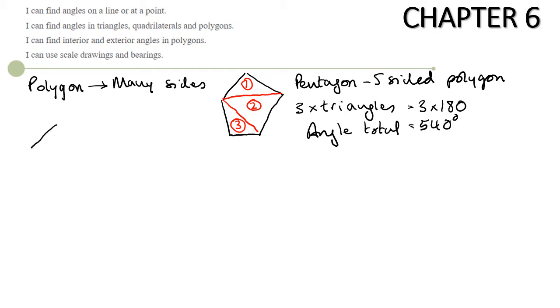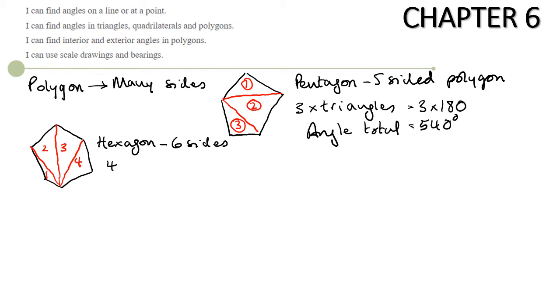Okay, let's move on to 6 sides and see what happens. So 1, 2, 3, 4, 5, 6. There's another badly drawn 6-sided shape, a hexagon. I'm going to pick a corner and just draw a line from that corner to all the other corners. These lines are called diagonals. Now what happens here? How many triangles do I get? 1, 2, 3, 4. So in this hexagon, which has got 6 sides, I've got 4 triangles, so the total of the angles inside is 4 times 180, which is 720.